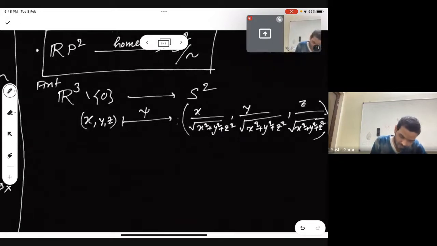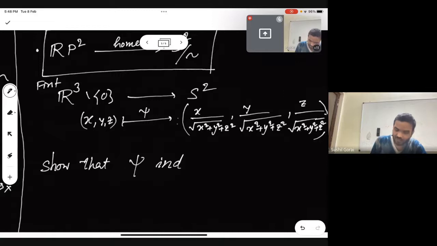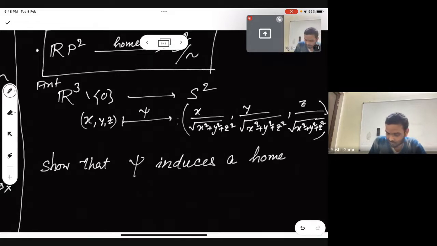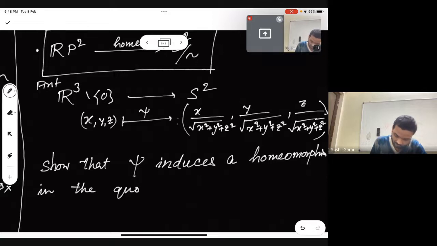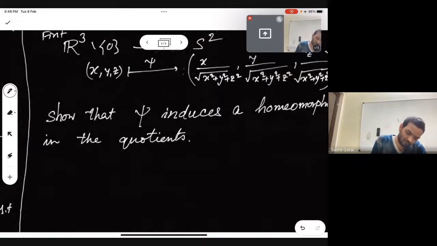What you need to show is that psi is not a homeomorphism itself, but it takes an equivalence class here to an equivalence class there, and so it induces a homeomorphism. Any questions? This is an exercise in topology.